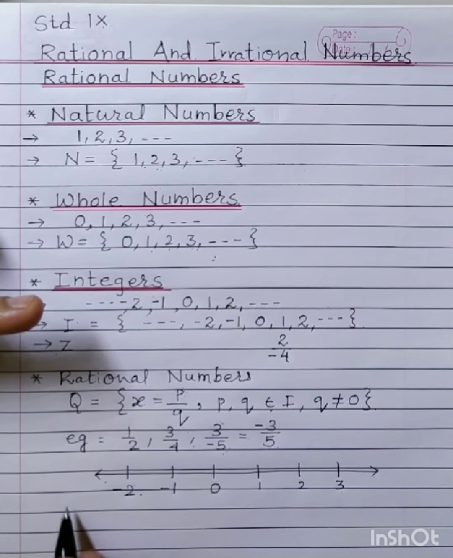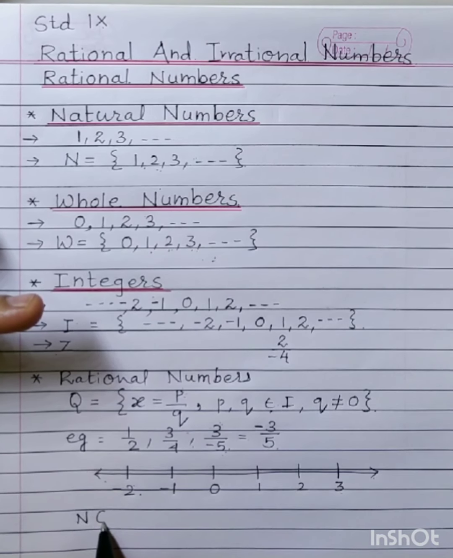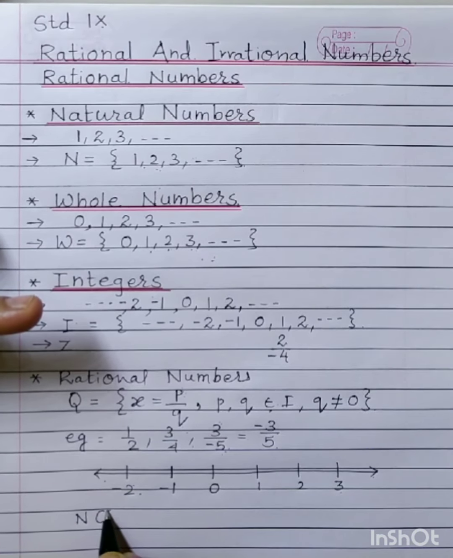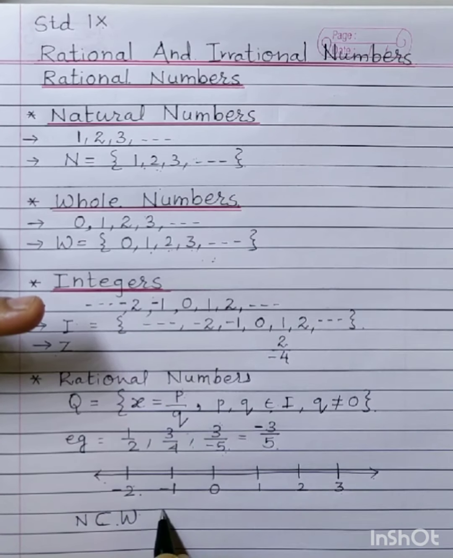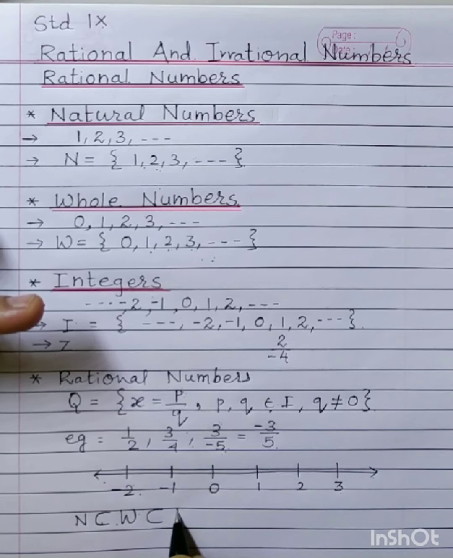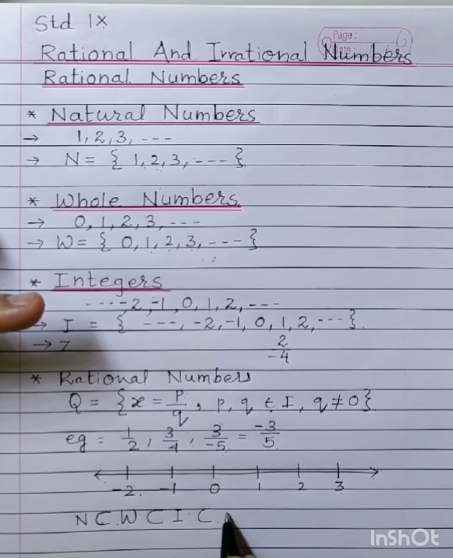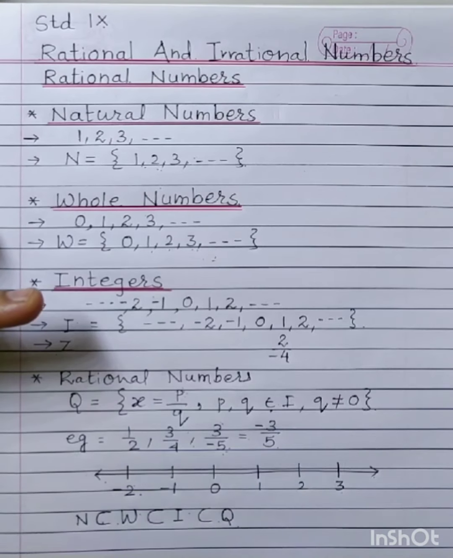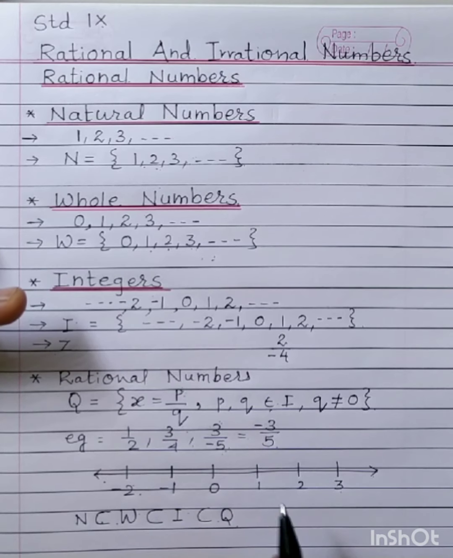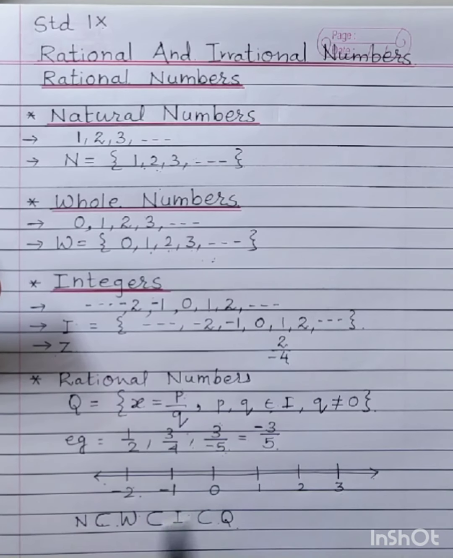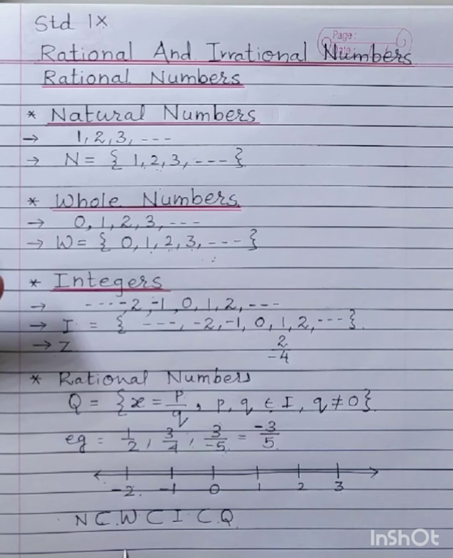That means the set of natural numbers is a subset of whole numbers. The whole number set is a subset of integers, and integers are a subset of rational numbers. That means these sets are automatically contained in that. And it's also clear that the set of rational numbers is an infinite set.